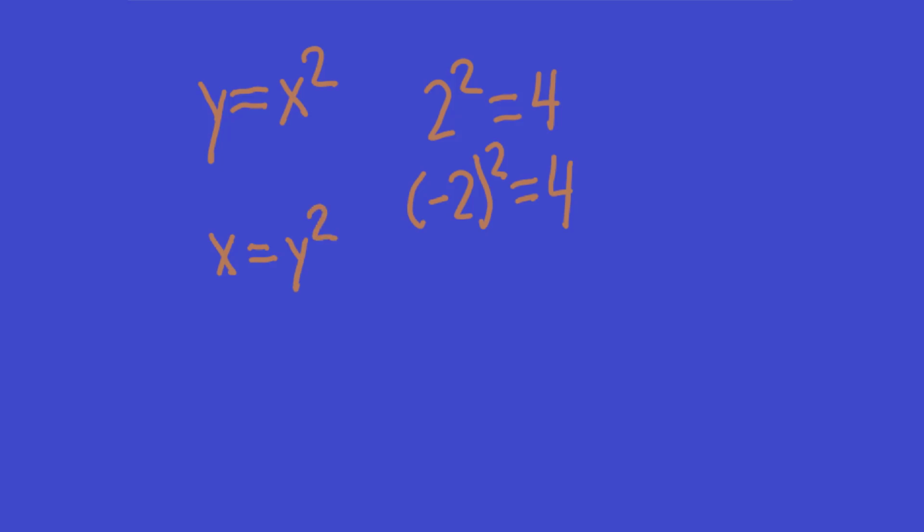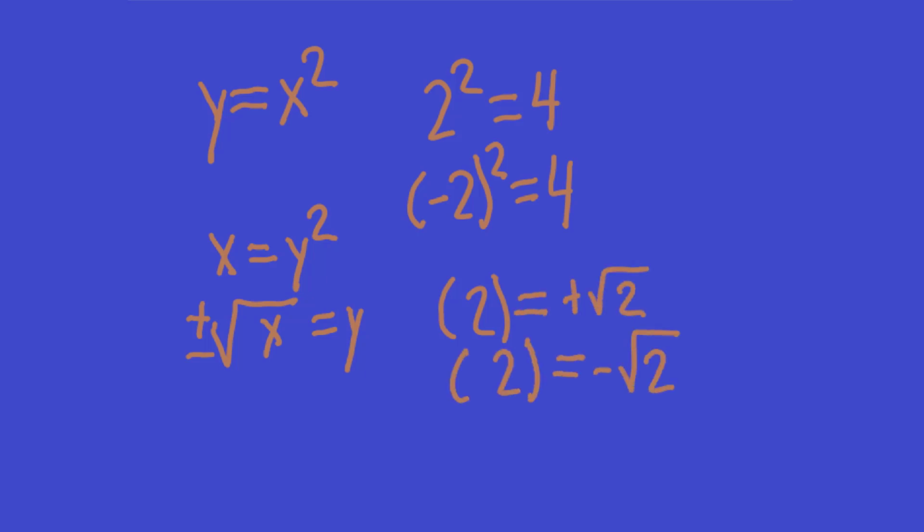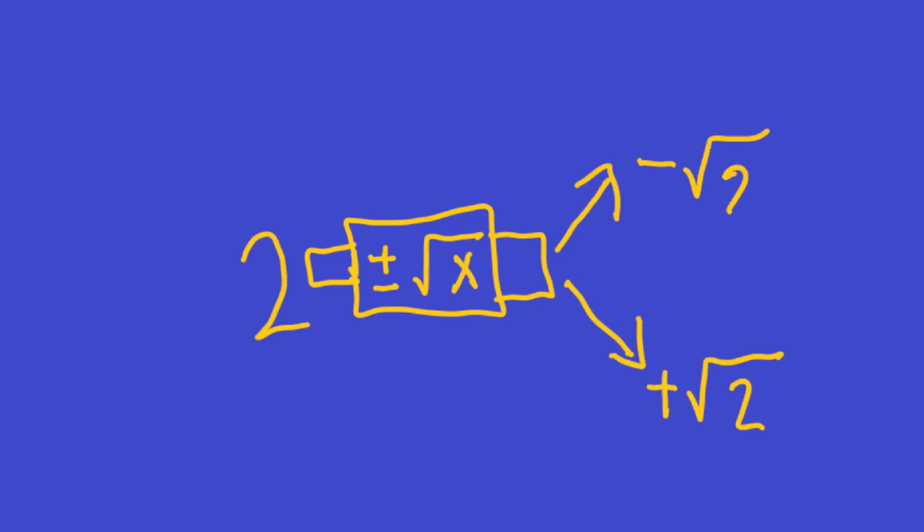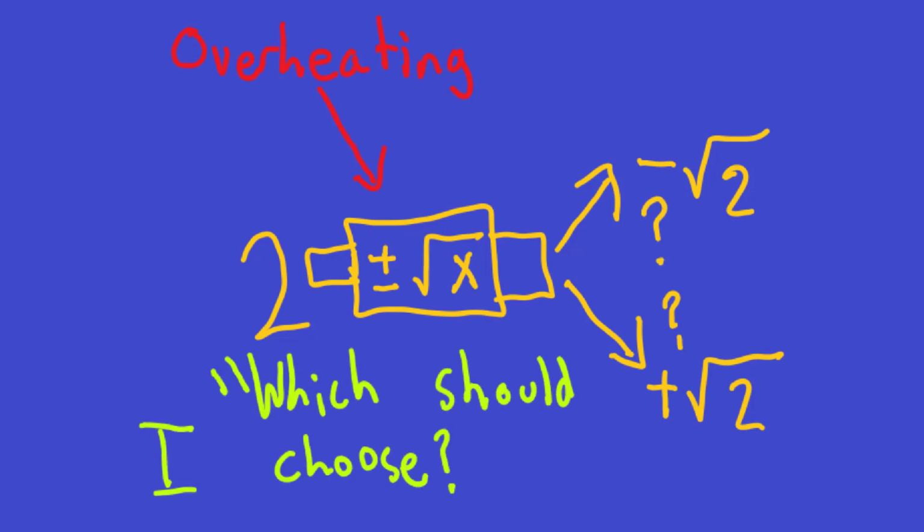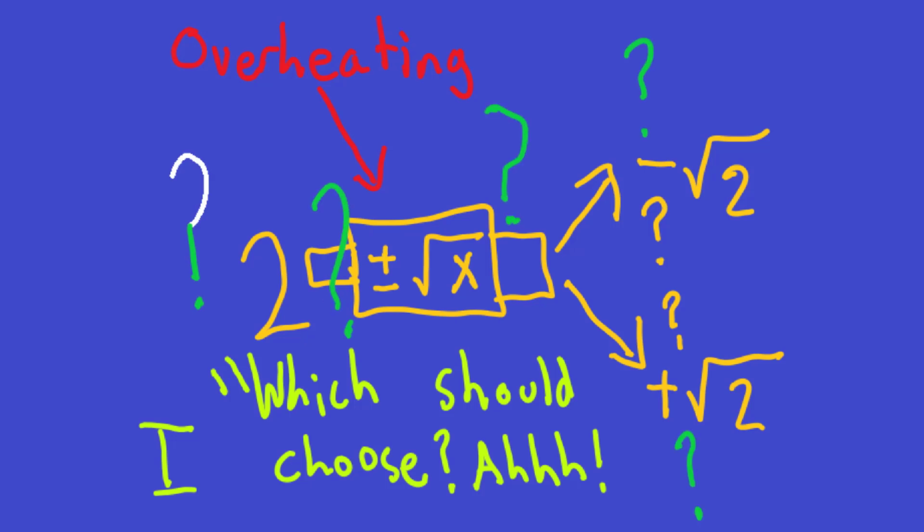The only problem is if one input has two outputs, like in x equals y squared, which is not a function. Here, the input 2 corresponds to both positive square root 2 and negative square root 2. Y no longer depends on x. This is weird because how would the machine that we showed at the beginning know whether to put out a positive or negative square root 2 when we give it the input 2? This wouldn't work, so we say that x equals y squared is not a function.